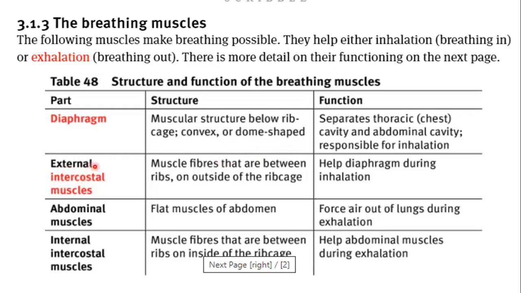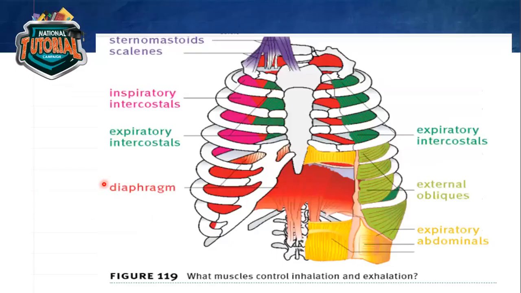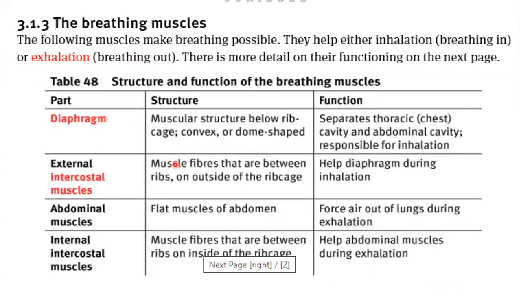And then the external intercostal muscles here. These are the muscle fibers that are between the ribs on the outside of the rib cage, and they help the diaphragm during inhalation.